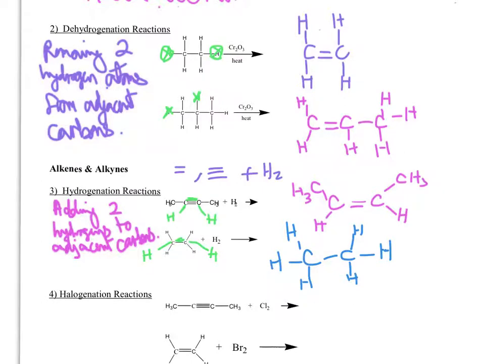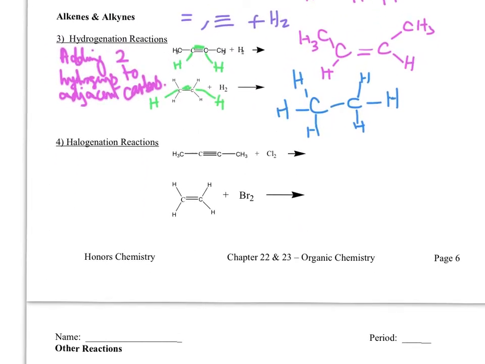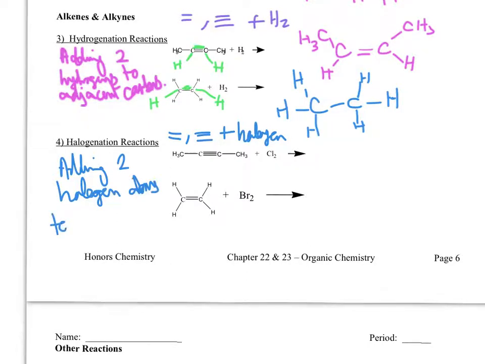Halogenation is very, very similar, except instead of adding hydrogen, I'm adding halogens. So instead of hydrogenating it, I'm halogenating it. So here, I will have a double or a triple bond. So you'll see double or triple bond plus a halogen. That's how you know that you have a halogenation reaction. So what you do is you add 2 halogen atoms to adjacent carbons. And those adjacent carbons need to have a double or a triple bond between them.